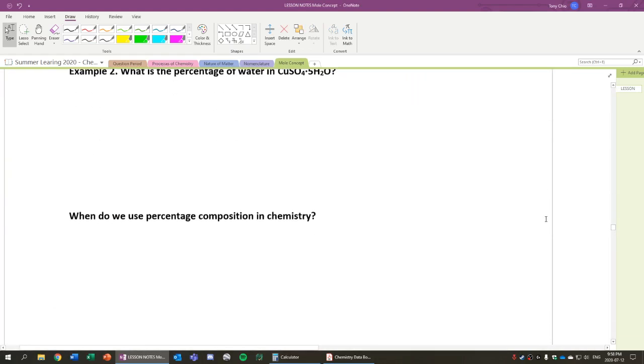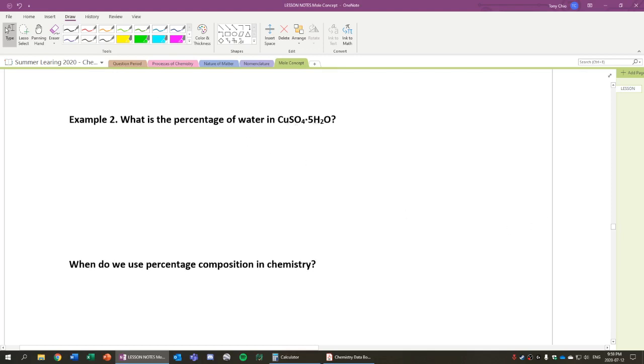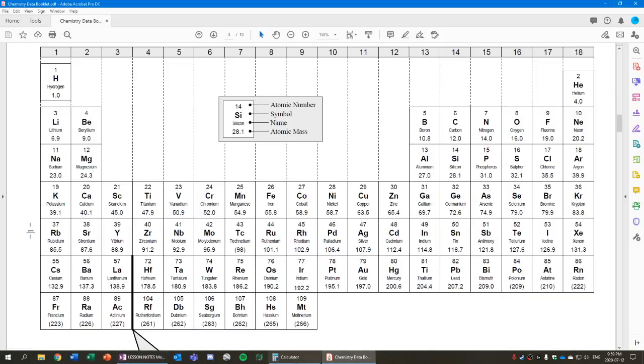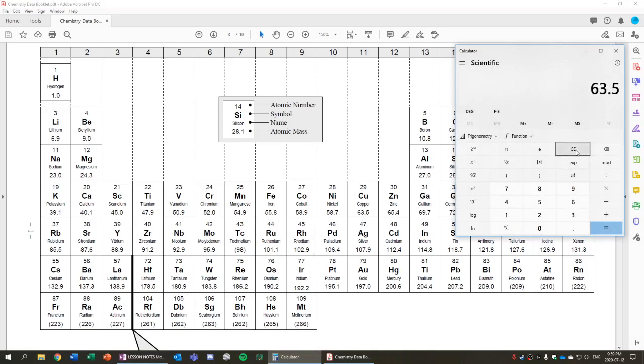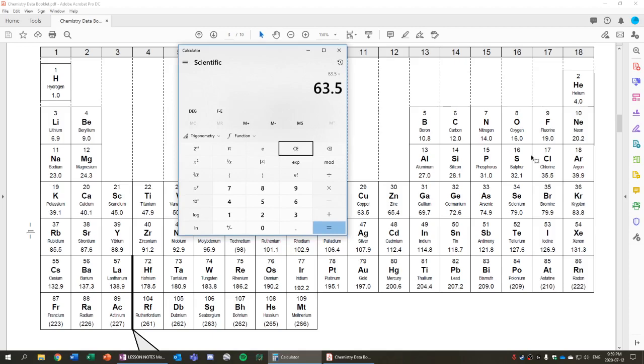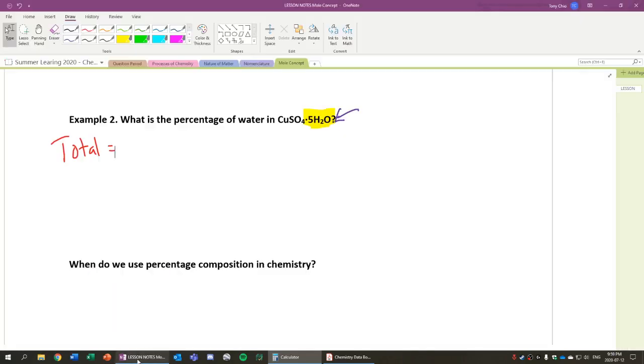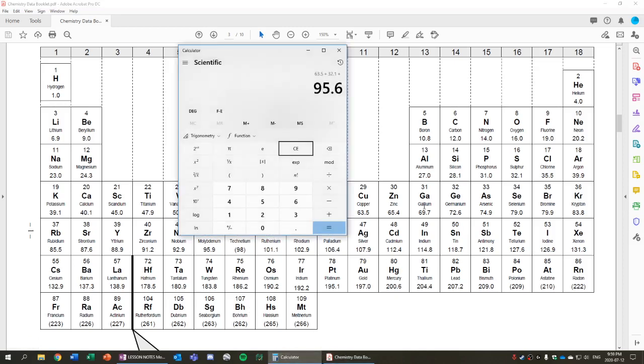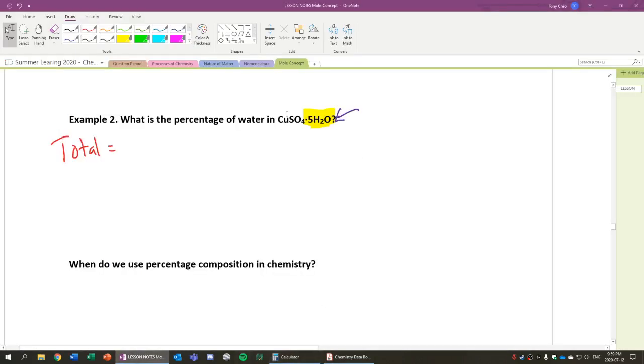So now if you look at this example here, what is the percentage of water in copper sulfate pentahydrate? Our first step is we want to find the total molar mass of this, and then find the mass of the 5 waters, and find the percentage composition. Okay, so the total mass is equal to, well, if we take a look at our periodic table, Cu, copper, is 63.5, that's 1, plus sulfur is 32.1, plus 4 oxygens, which is 64. Okay, that's the mass of just this salt.